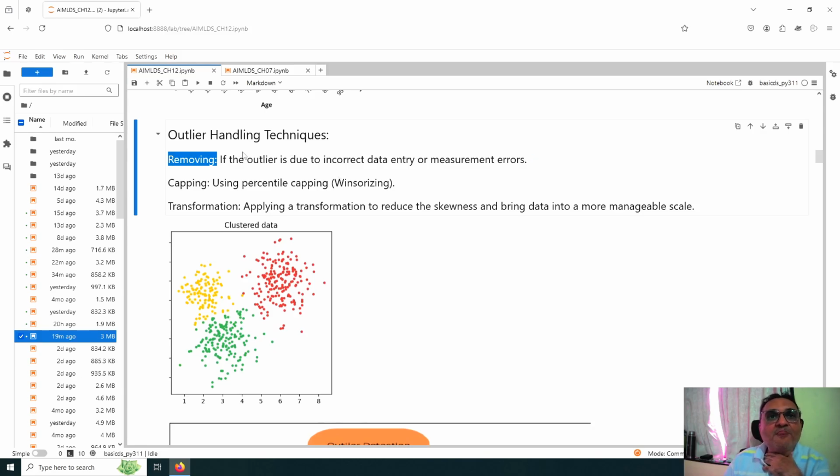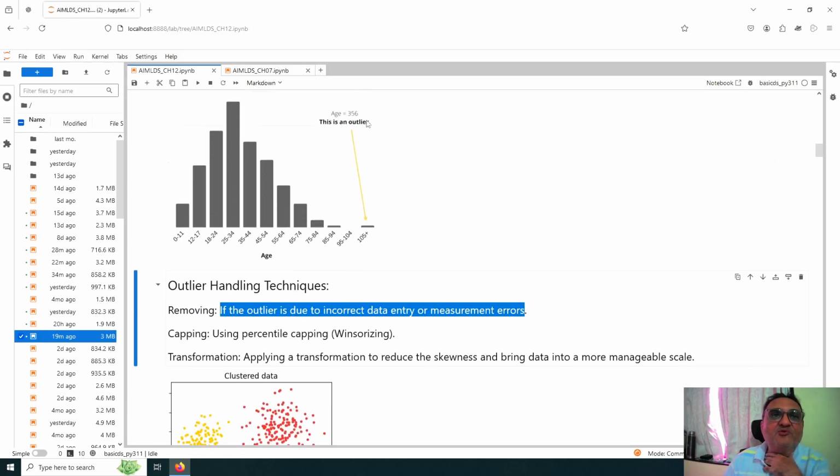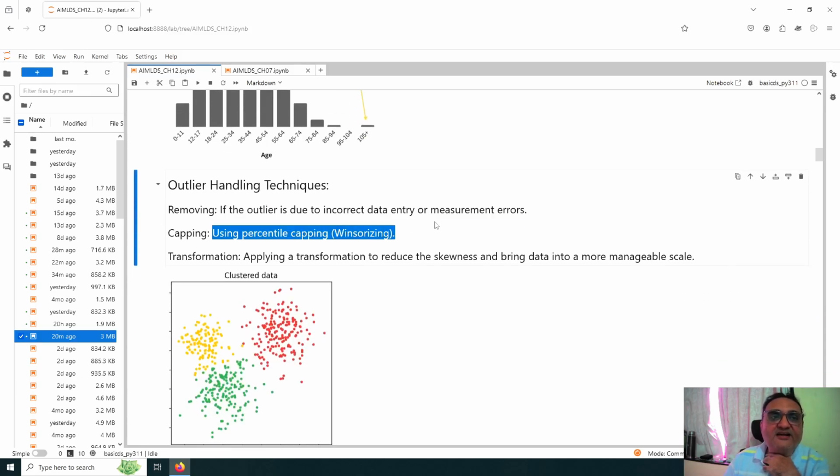One method is removing. If an outlier is due to incorrect data entry or measurement error, then simply remove it. For example, age 356 is clearly an incorrect data entry. If you have access to that person and can ask his actual age and correct it, that is the best thing. But if you do not have access, then simply drop that data point. Then use percentile capping, which is called winsorizing.